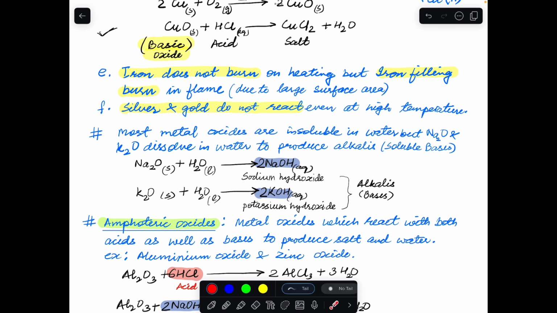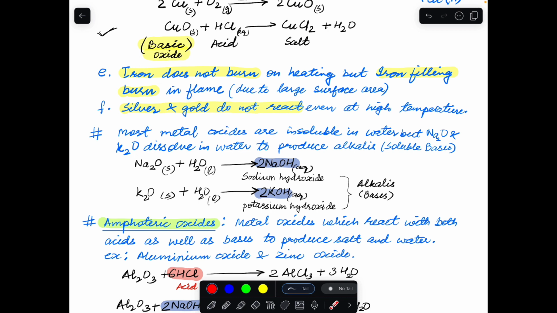Next idea. After this, iron does not burn on heating. That means you must have seen at home we have kadhai or pan made up of iron. So even if we are cooking for a long period of time, they will not burn. Okay. But if we have a very thin fine strip of iron that we call iron filings, if we burn them on flame, they will catch fire.